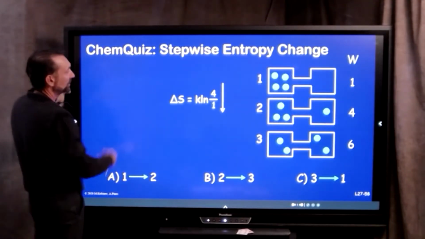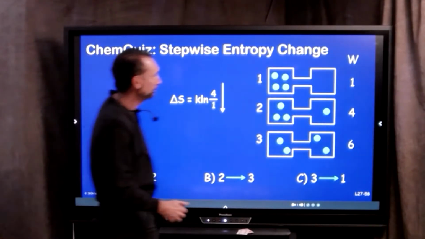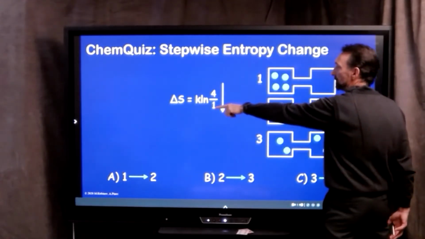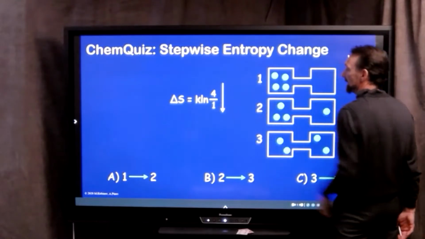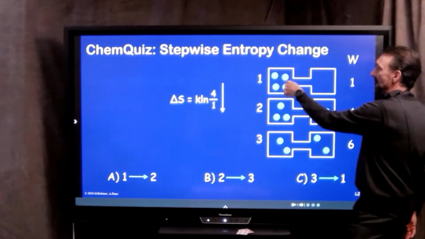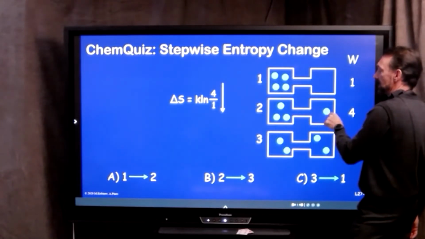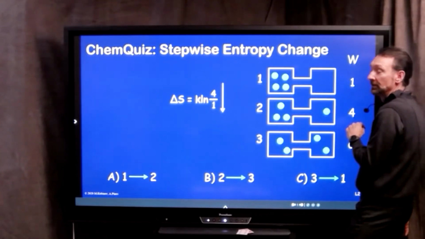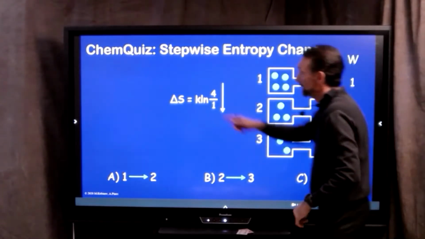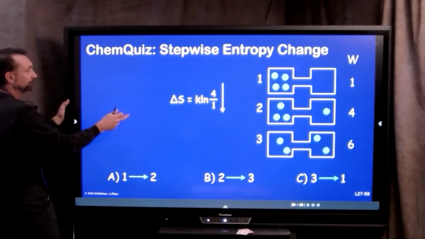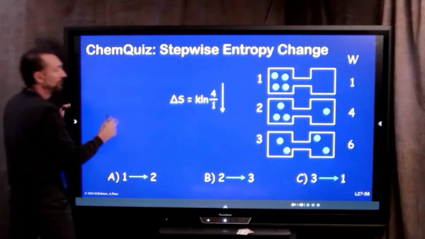Stepwise entropy change. So let's go from state 1 to state 2. There's one way, the initial state, to do that. There's 4 ways to do this next state. Any one of the balls could be over there. So that is, delta S is ln of 4, or k ln of 4.